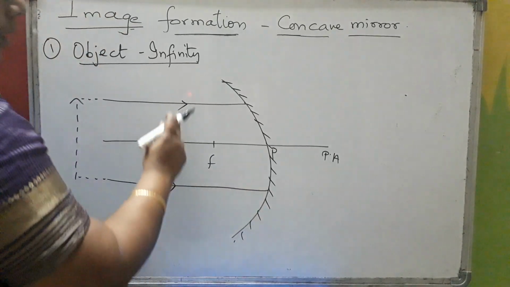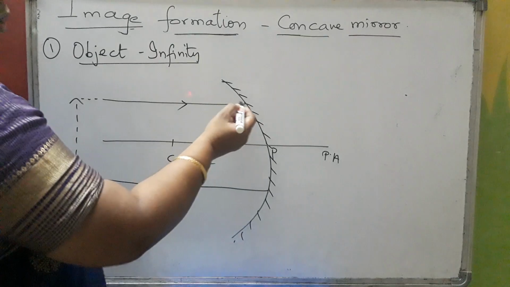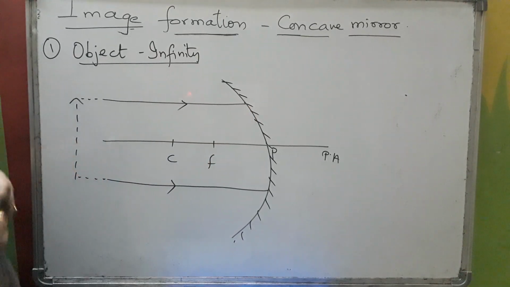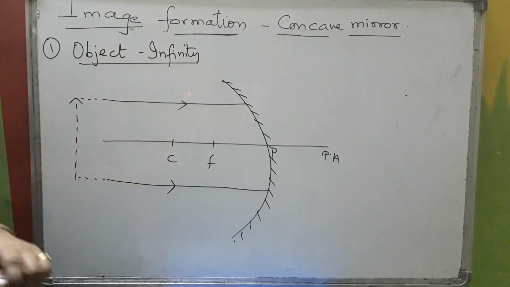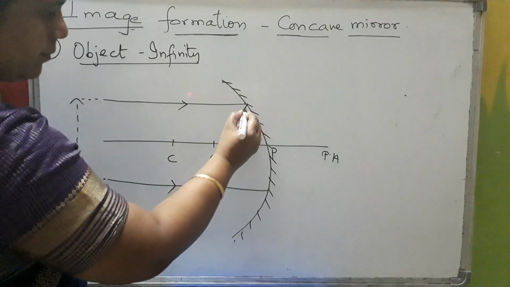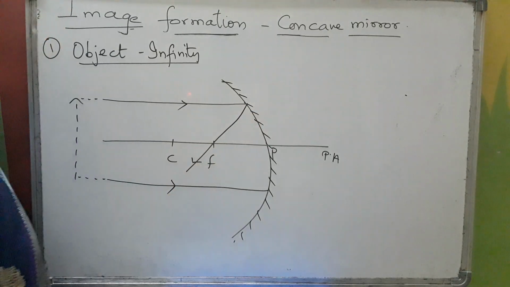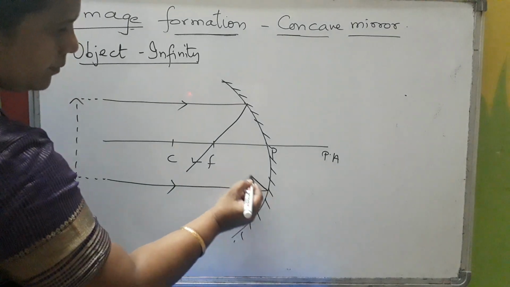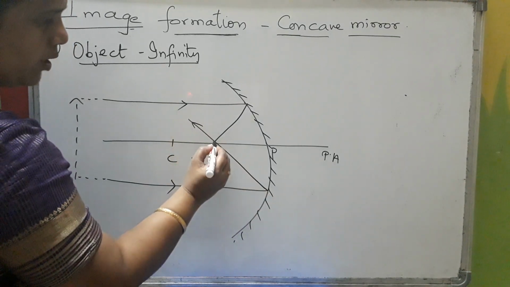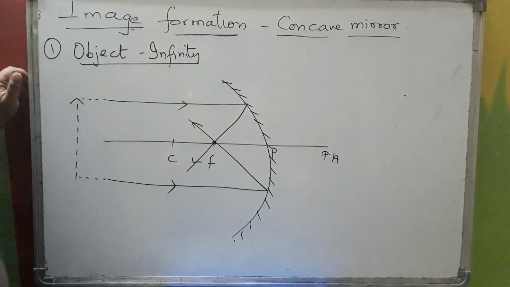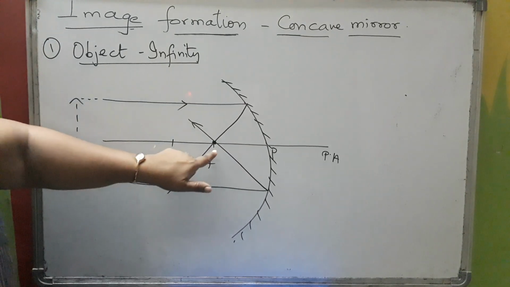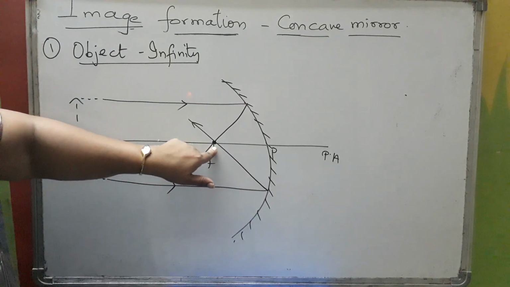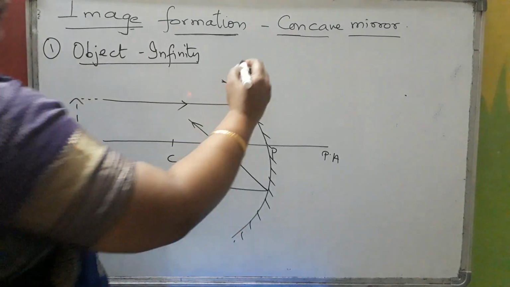When you draw the ray, immediately make sure you draw an arrow mark. You know very well what is the first rule? Ray of light moving parallel to the principal axis, after reflection, they have to pass through focus. Pass the ray through focus. Look at this ray. It is moving through focus. The place where two reflected rays meet, we get the image. So children, the image is formed over here.